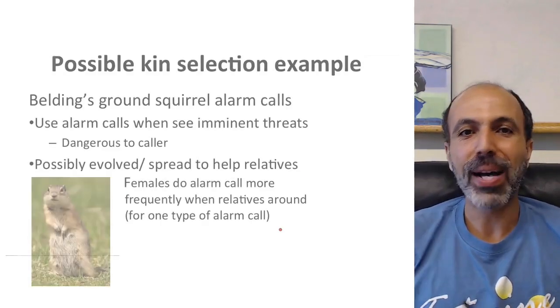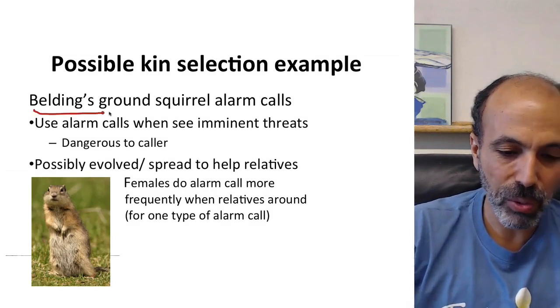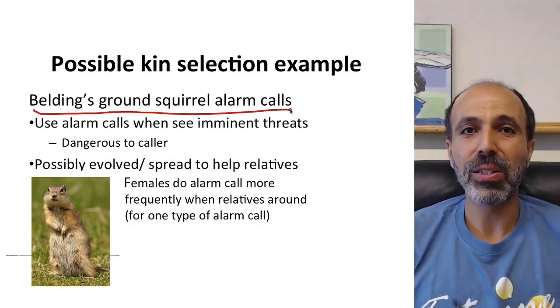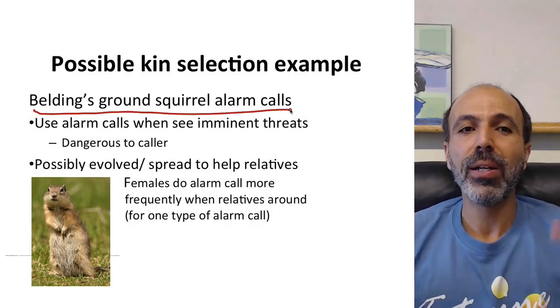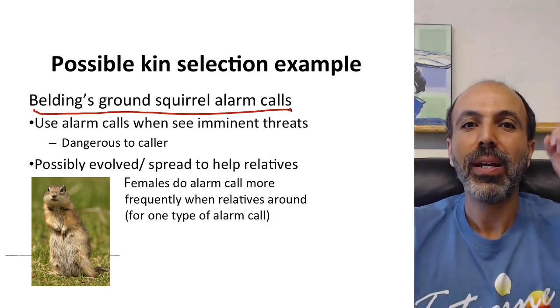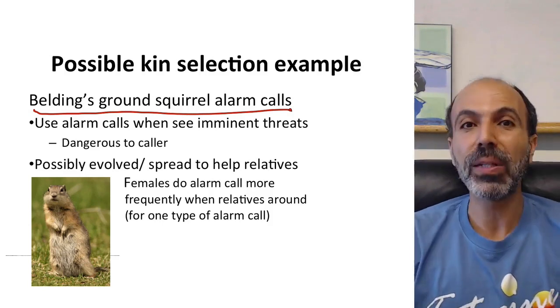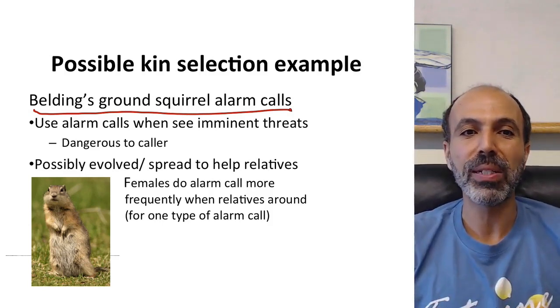Now, there are some possible examples of kin selection out there. One of them is with respect to the Belding's ground squirrel alarm calls. Now, these squirrels, when they see a threat, will stand up on a rock or something and make a little chip sound. And it's potentially dangerous to themselves that they're doing this, because they're making themselves very conspicuous to whatever the predator is or whatever the threat is that's imminent.